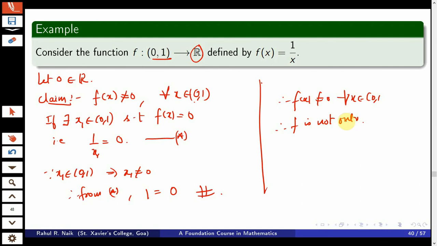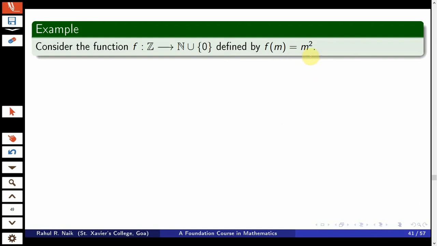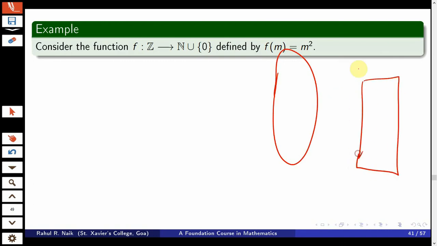Let me look at one more example. f of m is equal to m square, and f is defined from the set of integers to the set of natural numbers with 0 in it. So, we have something like this. This is the set of natural numbers, N union {0}. I would start with 0, 1, 2, 3, 4, 5, 6, 7, and this goes on, and this will have 0, minus 1, minus 2, minus 3, minus 4, 1, 2, 3, and this goes on.